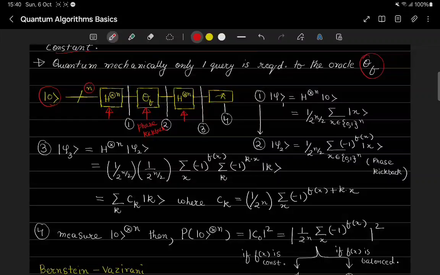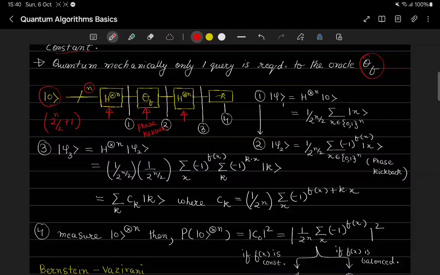Now as I talked about in the previous video, classically you need either two queries in the best possible scenario, or you need basically 2^n divided by 2 plus 1 queries in the worst possible scenario. But quantum mechanically we only need a single query.